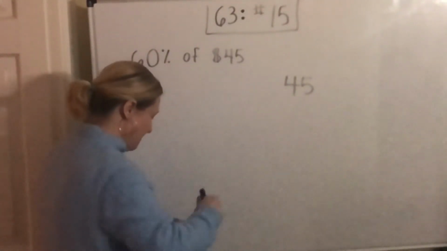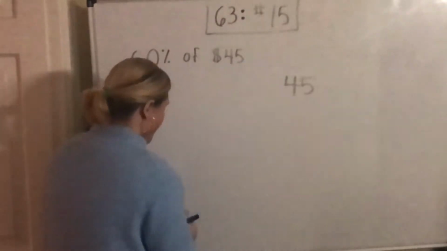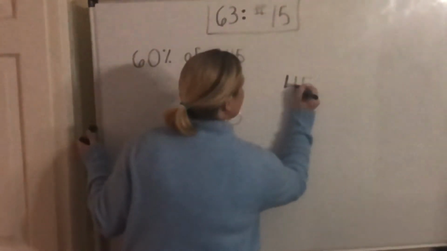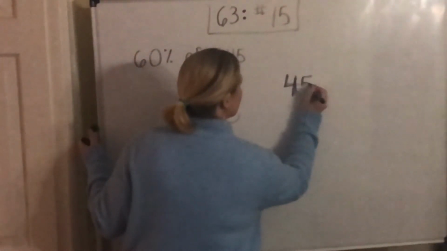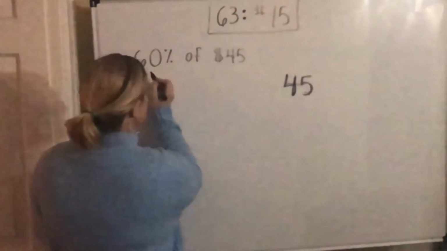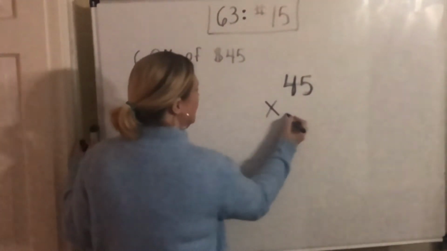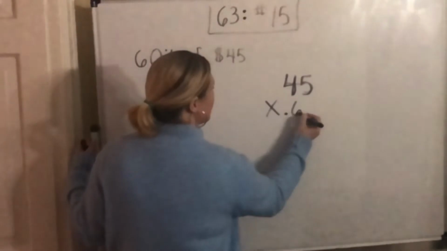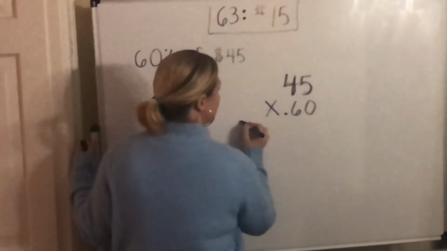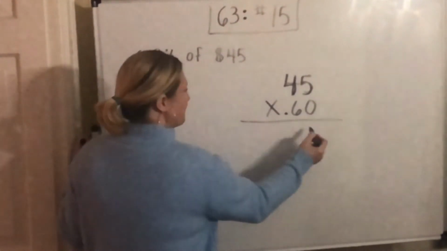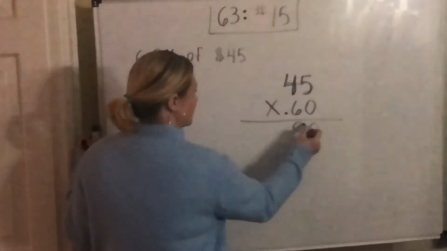Hang on, let me get a marker that is darker. Okay, we can do 45 times 60%, which in decimal form would be 0.60. Okay, the first row will be zeros.